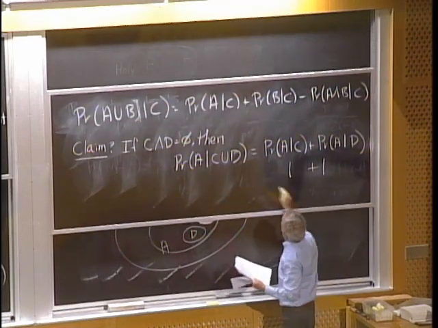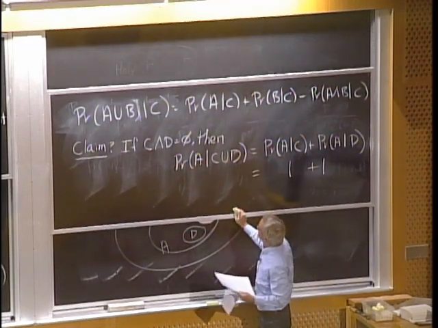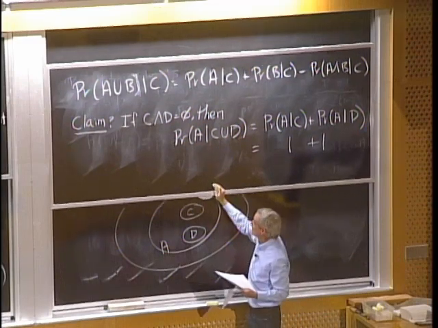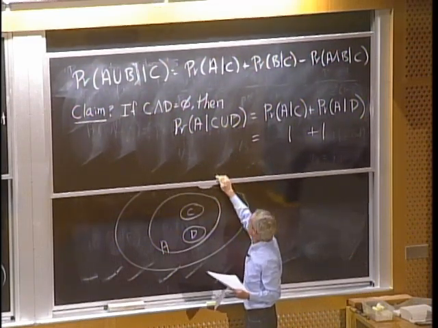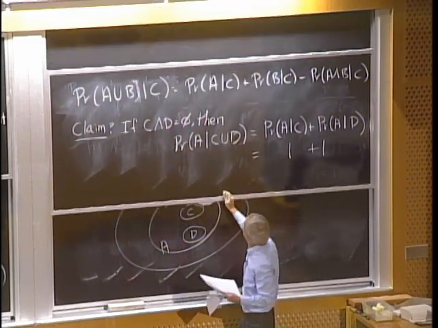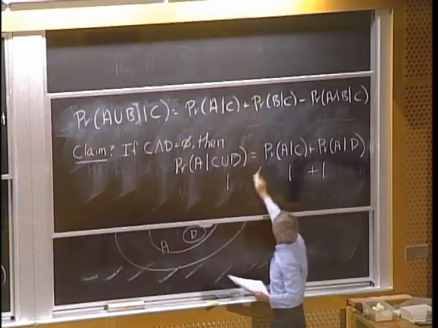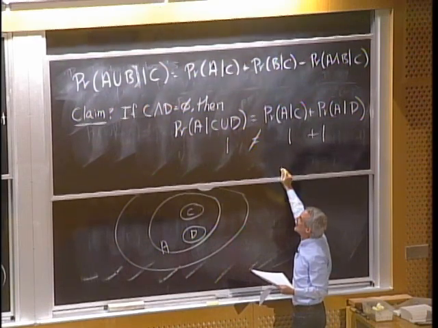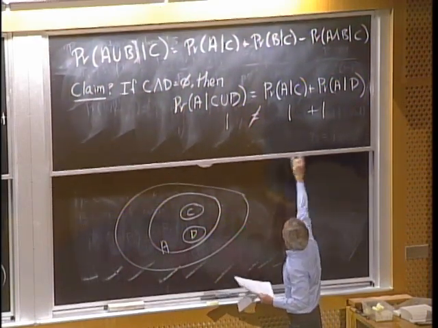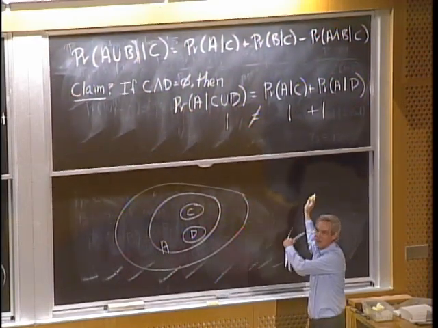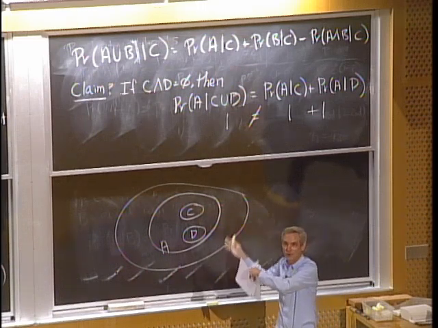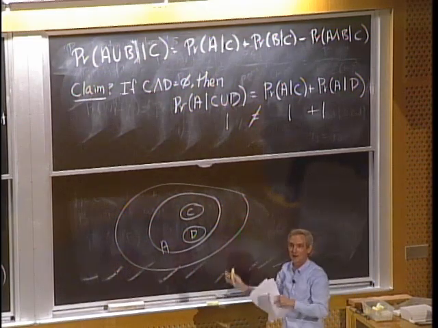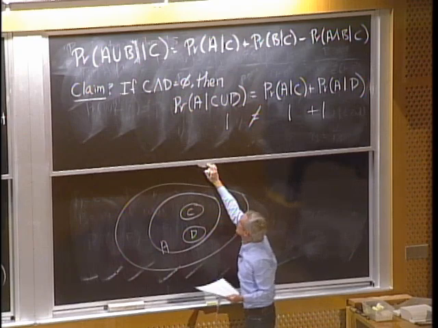Well, this is the problem. Because what's the probability of A given C union D? Well, it can't be 2, right? It's 1. They are not equal. All right? So you cannot do those set rules on the right side of the conditioning bar. You can do them on the left, not on the right. All right? So this is not true.